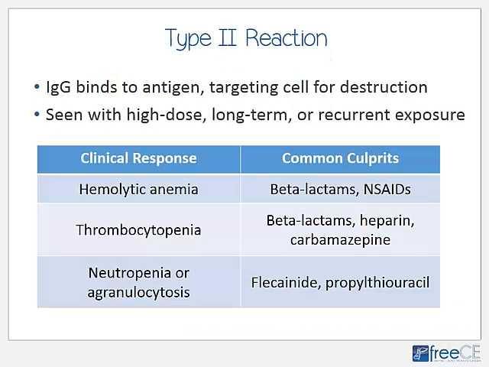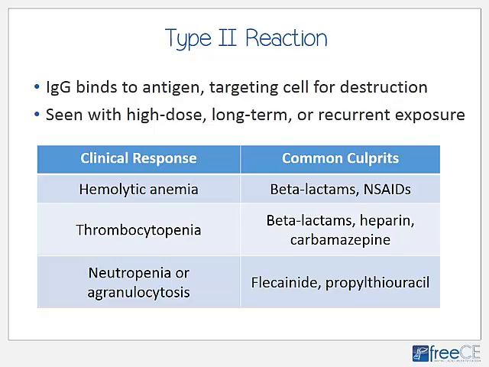A quick understanding of what a type 2 reaction is. This one is IgG. That's going to bind to an antigen, and then it's going to target the cell for destruction. This one really isn't very common. It's only seen a handful of times. And because of the mechanism here, it's a delayed cytotoxic response. It's going to take around a week to induce the response after the patient receives the drug. A lot of cases, needless to say, are going to involve hematologic responses.